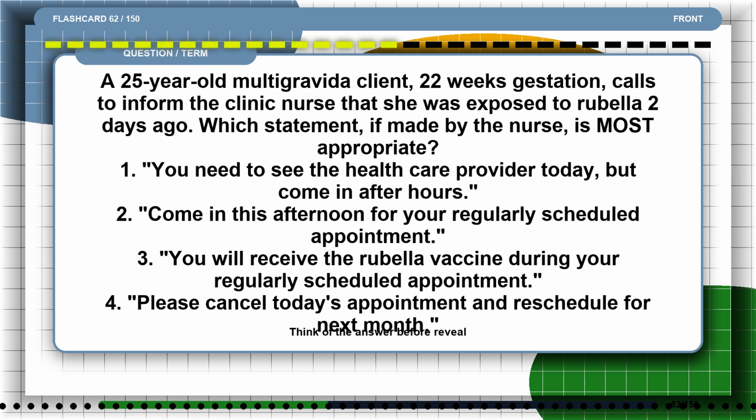1. You need to see the health care provider today, but come in after hours. 2. Come in this afternoon for your regularly scheduled appointment. 3. You will receive the rubella vaccine during your regularly scheduled appointment. 4. Please cancel today's appointment and reschedule for next month. Think of the answer before the reveal.